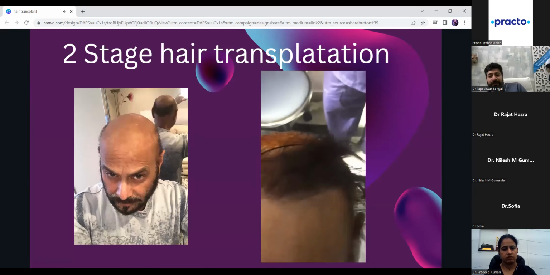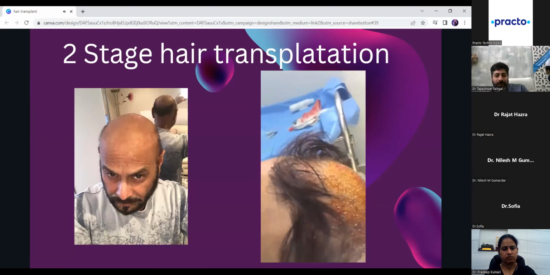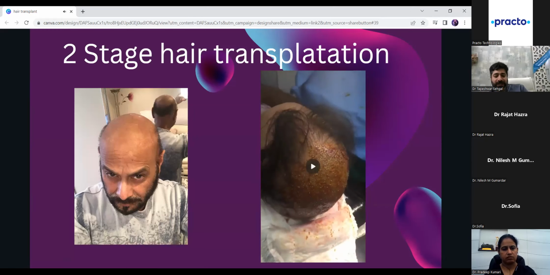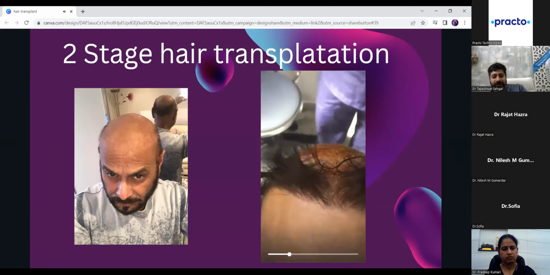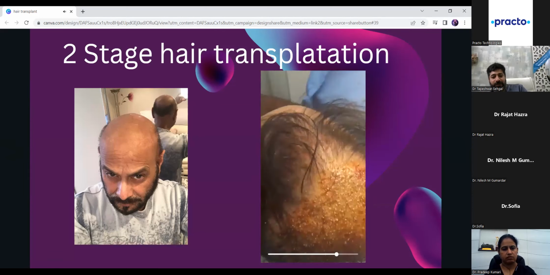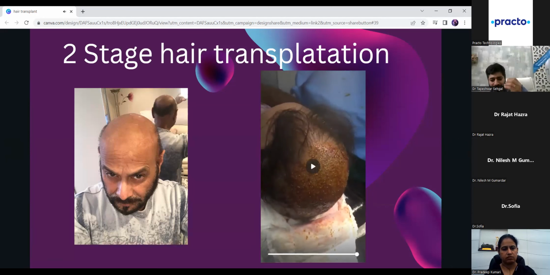Now, as I said, with FUE we can plan two stages. On the left we see the person as he came before. In this video, the hair you see in the front is the transplanted hair. This person came to us for a second sitting. We were not happy with the result because we didn't have much donor area. But this person was so happy with the result that he, an NRI, came back the second year.